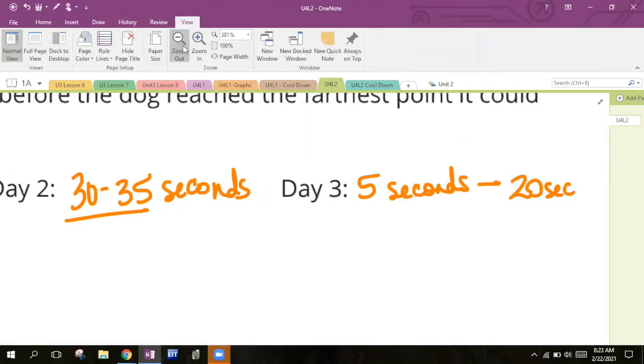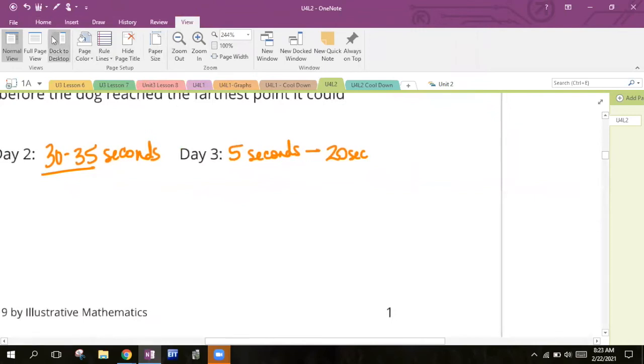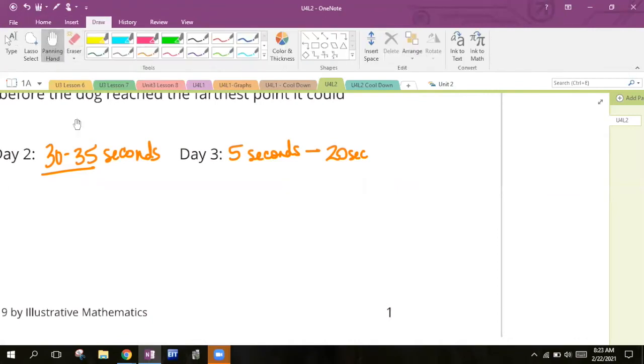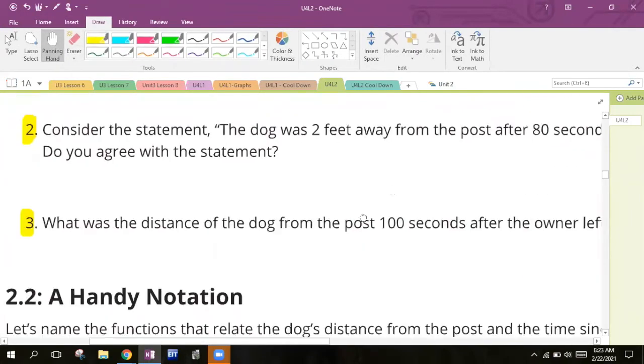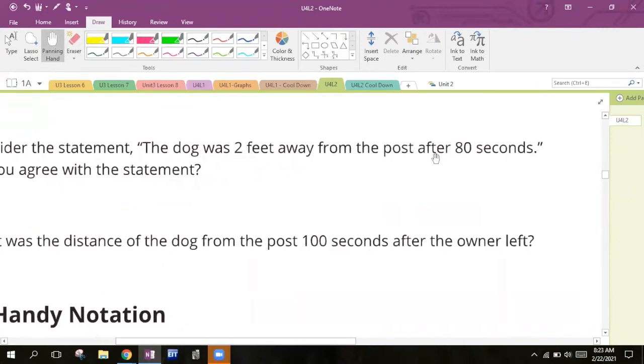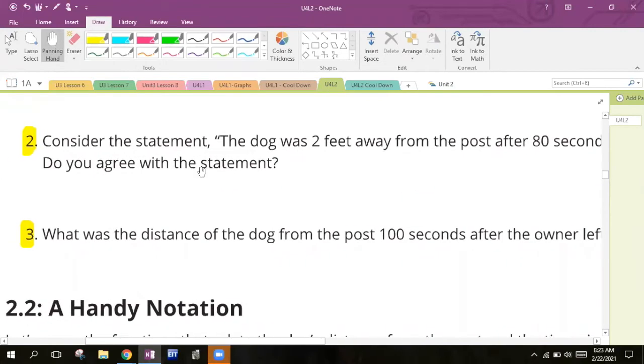All right, which brings us to question 2. And I really liked how some of y'all sent questions in for this one just to clarify it, because that's important of why they asked these specific questions. So number 2, it says, consider the statement, the dog was 2 feet away from the post after 80 seconds. Do you agree with this statement? Okay, so what is it about this question that makes you want to ask a question back? They didn't specify a graph, or they didn't tell you which day they're talking about.